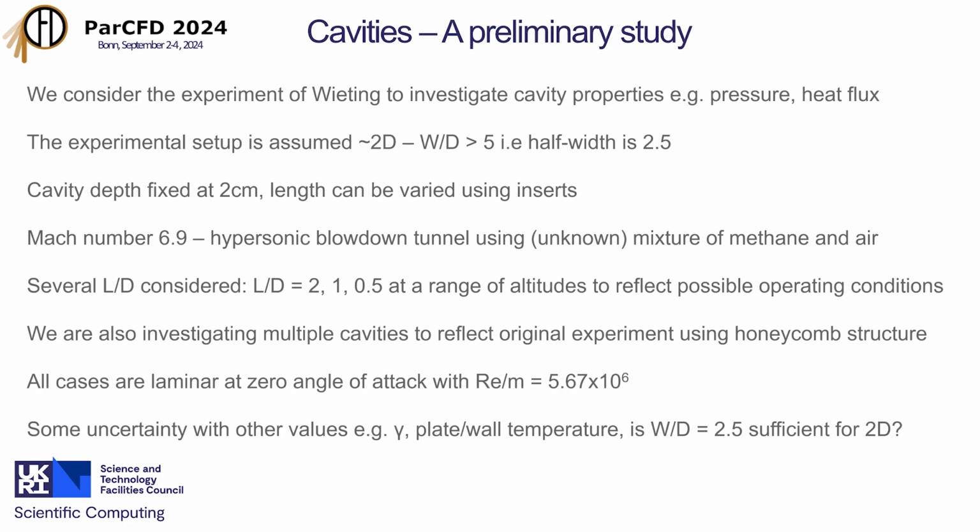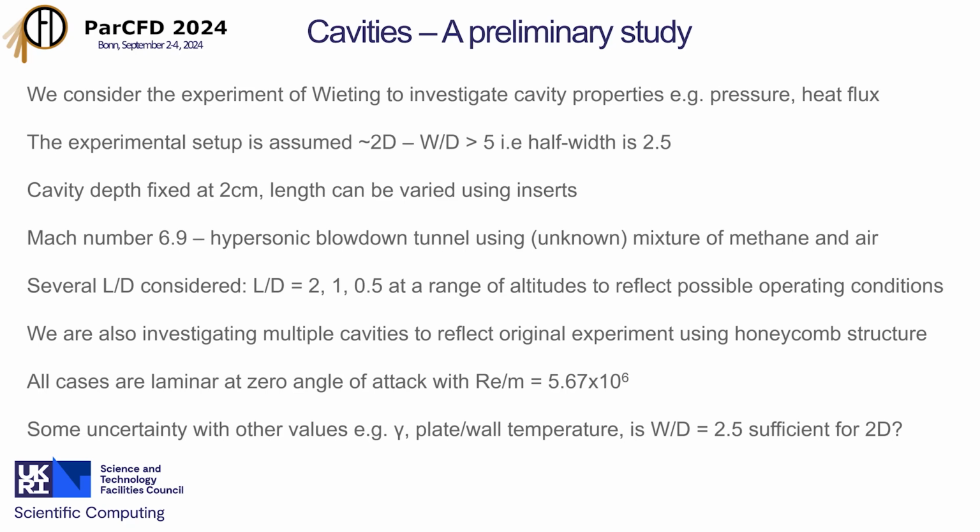It used a mixture of methane and air, and fortunately for us, they didn't specify in either experiment what the mixture was. We started with the 0.5, but we've also gone up to 2 now, looking at length to depth ratios of 2, 1, and 0.5. The idea is that we're going to chain all of these cavities together to get closer to the honeycomb structure that was originally shown, to try and understand how that might work.